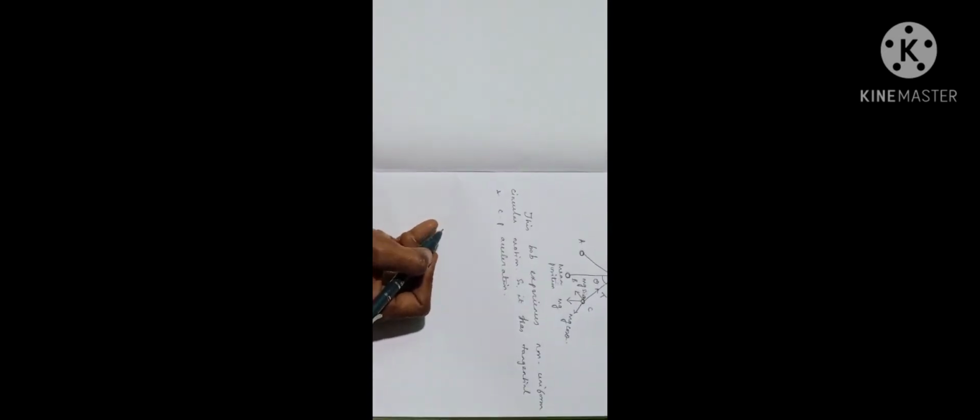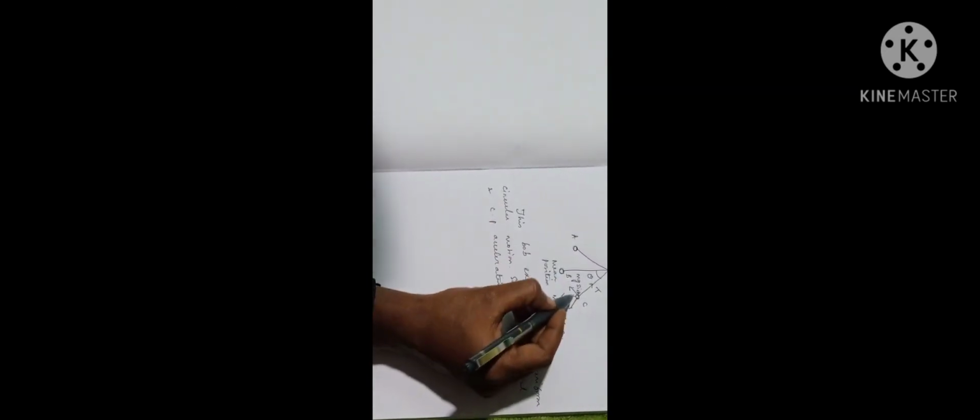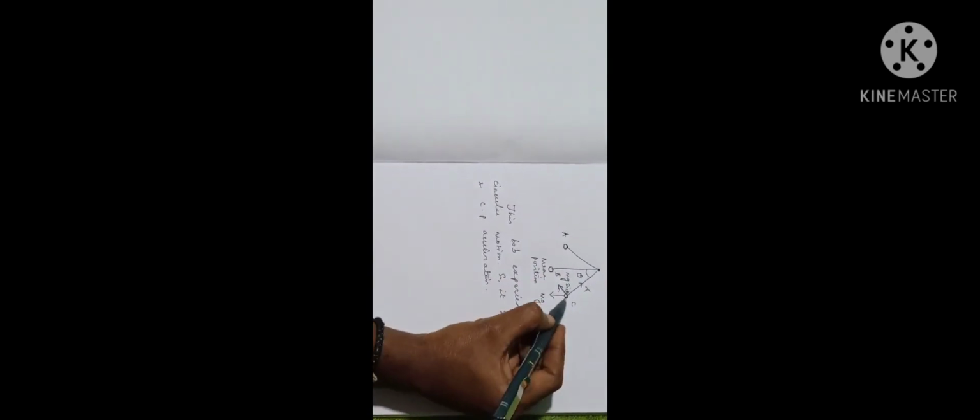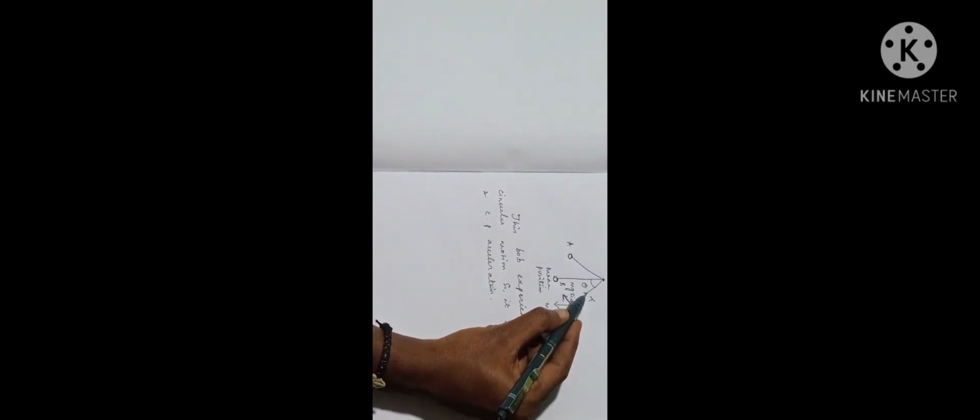So here we have to find the two accelerations. One is tangential acceleration, along this direction. The acceleration acting along the tangent is called tangential acceleration. And another one is centripetal acceleration, which means this direction. This is centripetal acceleration. This is tangential acceleration. First we find the tangential acceleration.